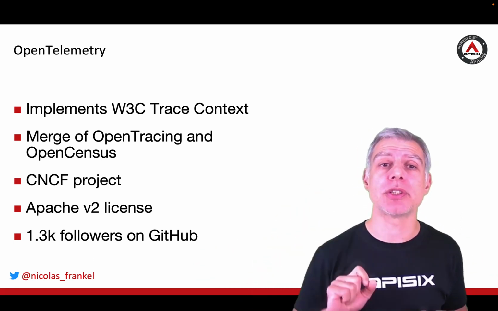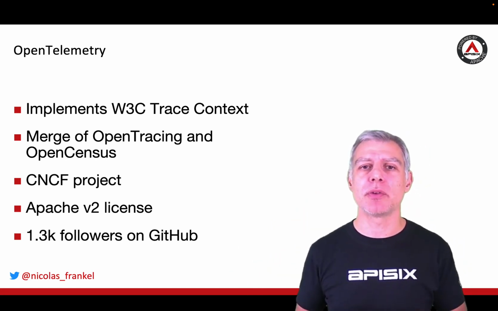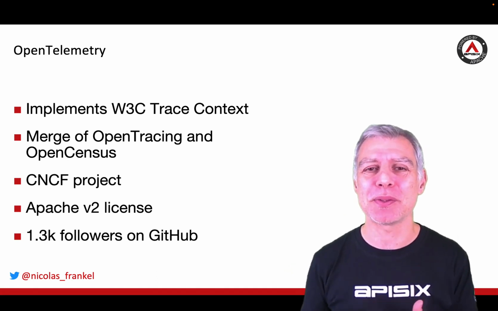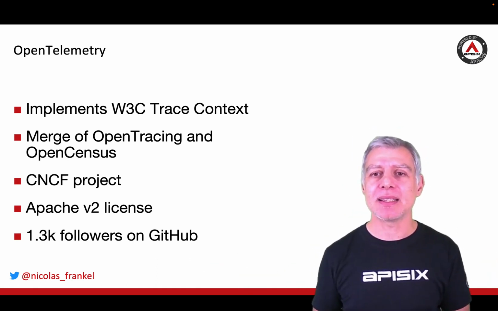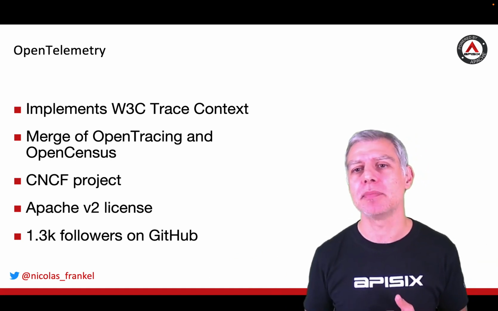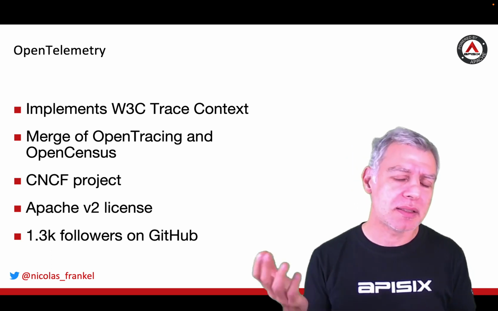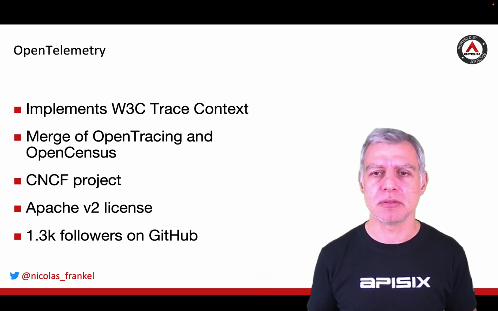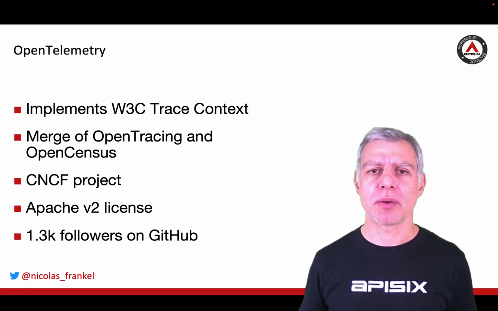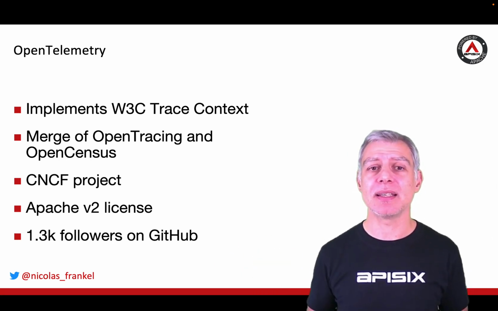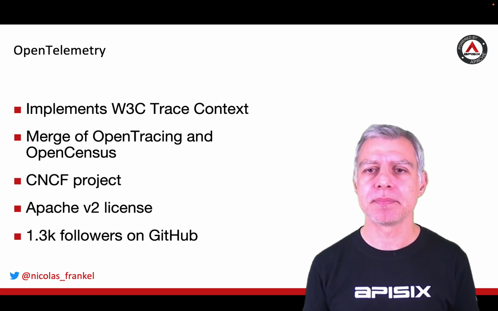It's a merge of the OpenTracing and OpenCensus projects, so it's one of those few merges that were successful, where people decided to join their efforts to create something better. It has become a CNCF project, which is good, meaning that it has support. It will be supported for a long time. It's licensed under the Apache license, so it's also good if you want to use it right away. You don't need to acquire a license or whatever. And it's hugely popular, especially on GitHub.